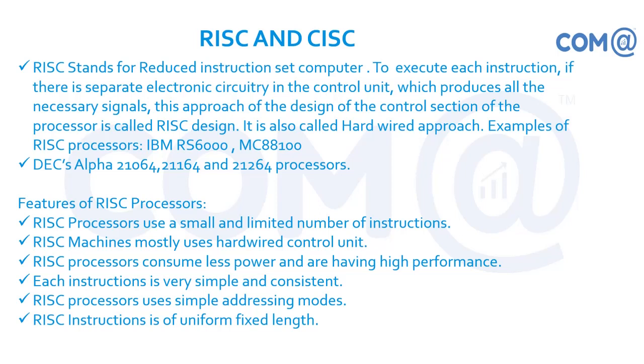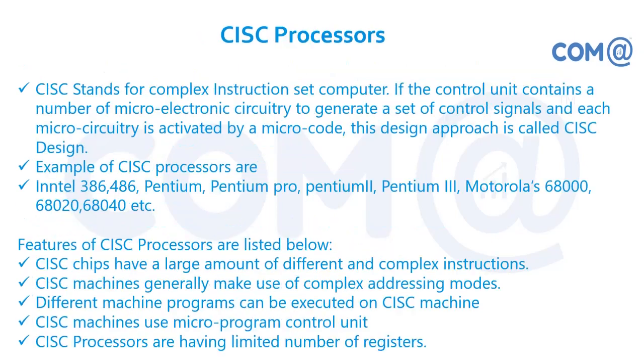A RISC processor uses simple addressing modes, and RISC instructions are of uniform fixed length. So it will be the same across all the characters. It will not have different sizes. So normally we have RISC processors as well as CISC processors. Let us see about the CISC processor.